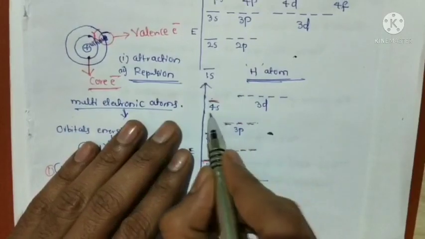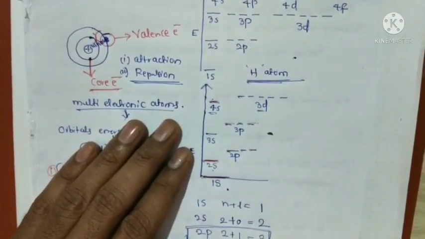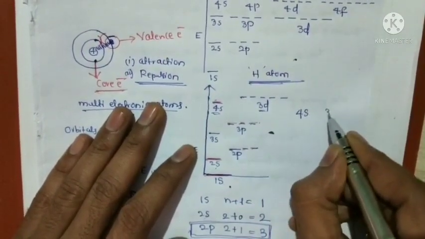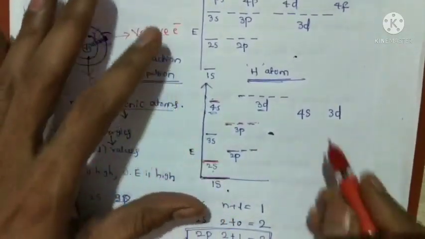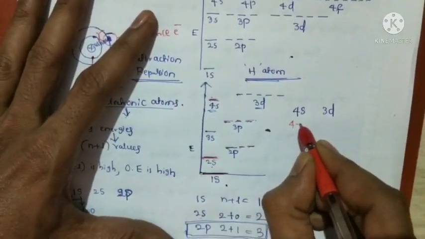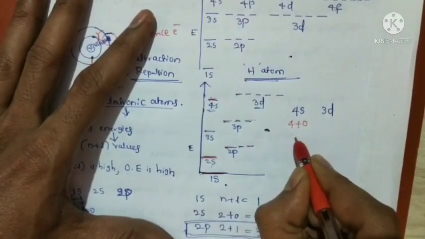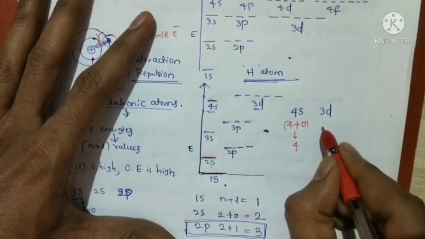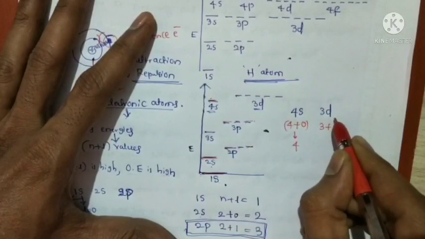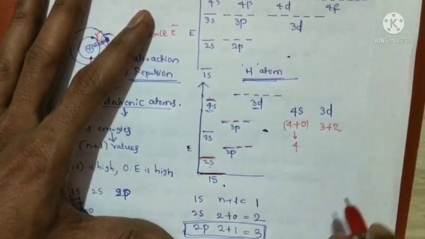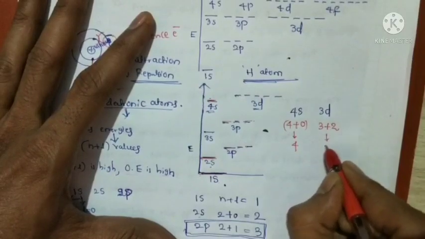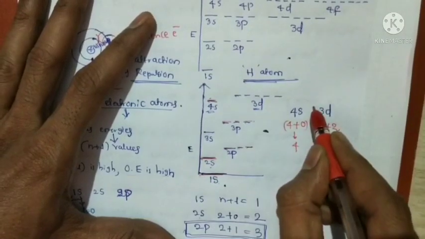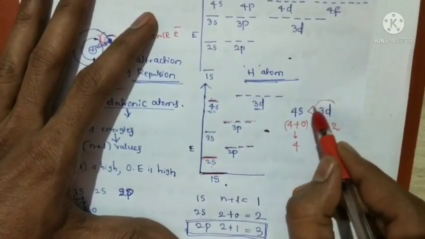Here also, compare 4s and 3d. Calculate the n plus L values. For 4s, it is 4 plus the s value, which is 0, so the n plus L value is 4. For 3d, the n value is 3 and the L value for a d orbital is 2. So 3 plus 2 is 5. Which is more here? 3d has the higher n plus L value. That's why its orbital energy is high.